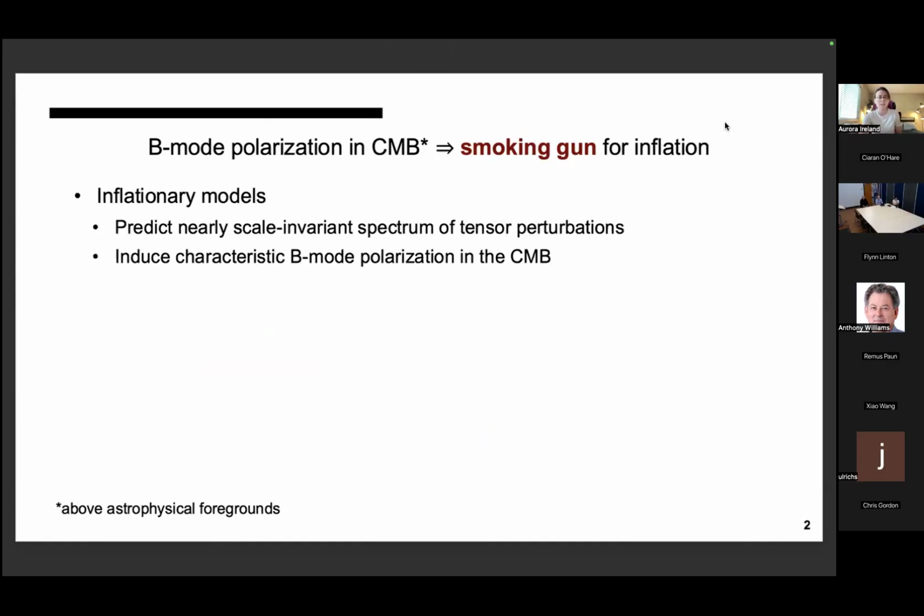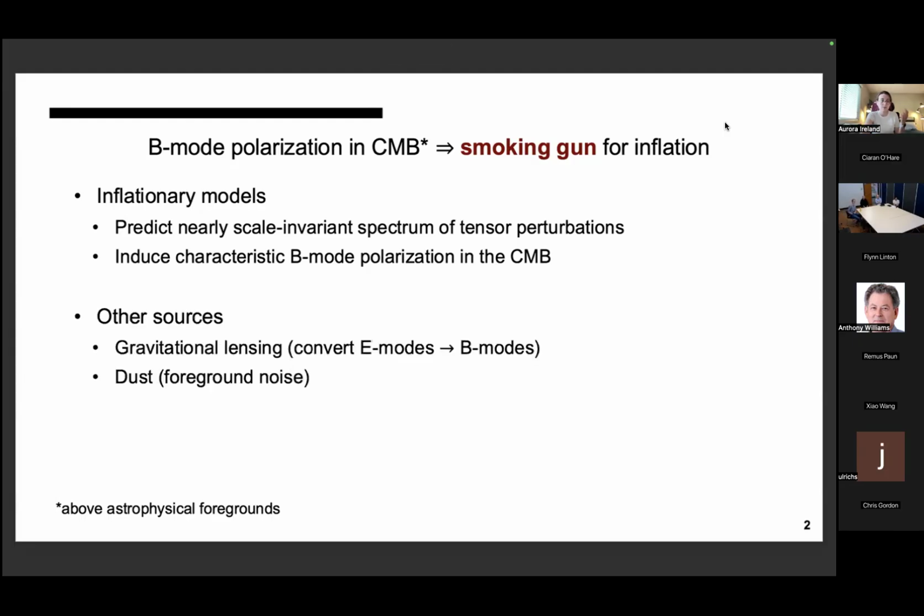I don't know that I need to motivate inflation too much. It solves the horizon and flatness problems, in addition to giving an origin story for the primordial perturbations that seed the structure that we see today. Inflationary models pretty generically predict a nearly scale invariant spectrum of tensor perturbations, and these tensor perturbations induce a characteristic B-mode polarization pattern in the CMB.